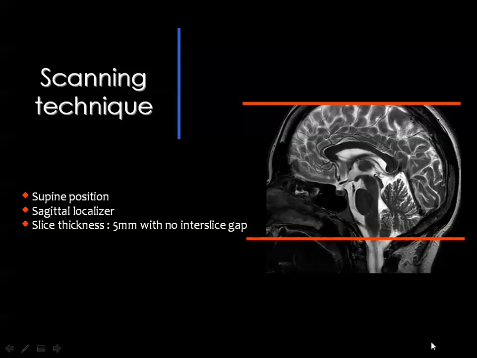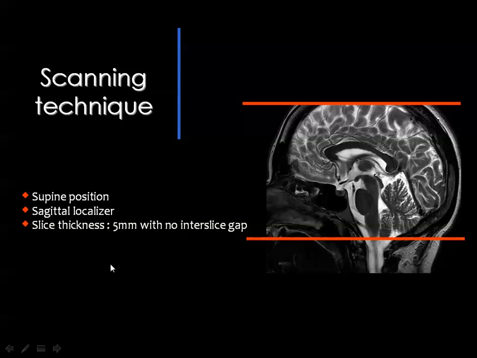Then if we would like to scan the brain by MRI, we usually have what's known as the sagittal scout view. Then this is the sagittal. We start at the base of the skull. There is no angle here, no orbitomeatal line, but we start at the level of the foramen magnum, and we proceed superiorly until we reach the vertex of the skull. Then the slice thickness is 5 millimeter, and we do not leave any interslice gap between the sections.